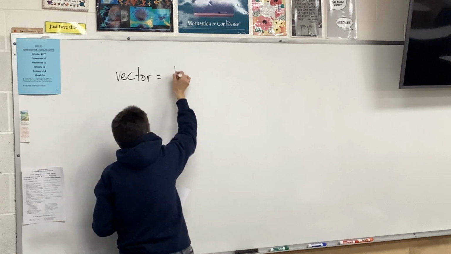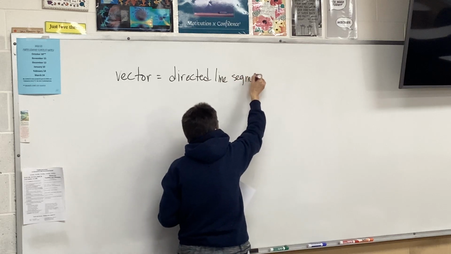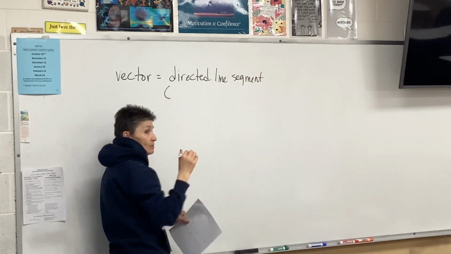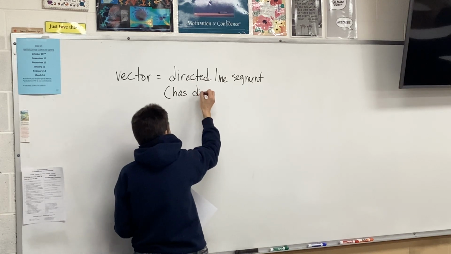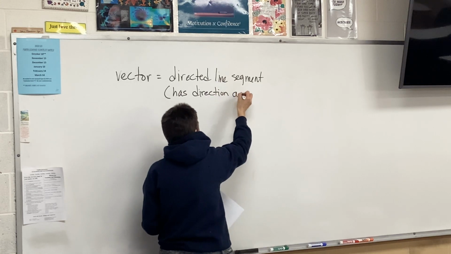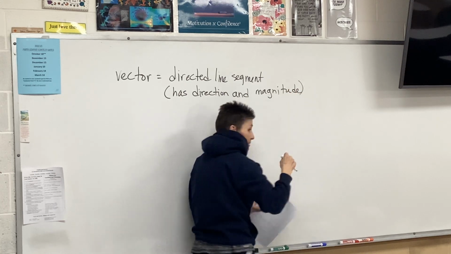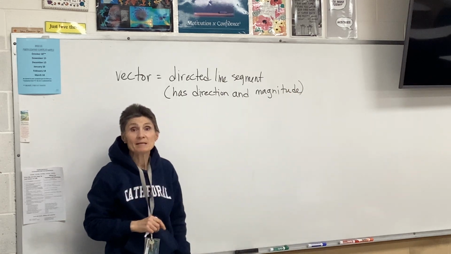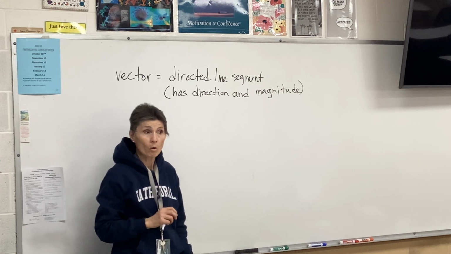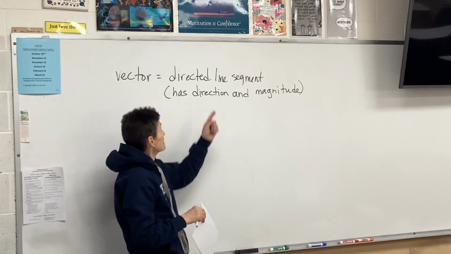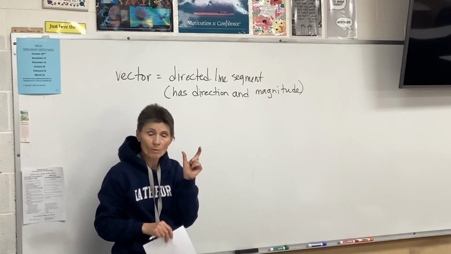What is a vector? A vector is a directed line segment. A vector has two qualities. It has direction, directed, has direction, and magnitude. It's a segment. Magnitude is a word farther down the list. Magnitude means length. Magnitude is the vector language for length. So because a vector is a segment, it has a defined length. And it also has direction.